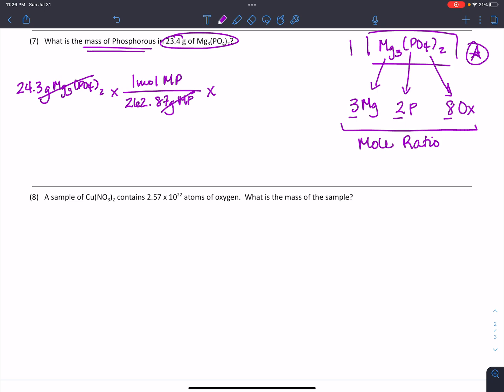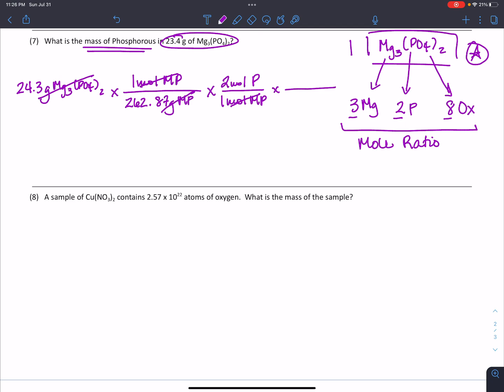But that's not good enough. We need to go from the compound to the element, and this is where our mole ratio step is going to come in. If we look at that compound, for every 1 mole of that entire unit, it contains 2 moles worth of those phosphorus atoms. And that, again, is coming from those subscripts in the formula. That's going to let us cancel those moles of the magnesium phosphate and leave this last step of going from moles of phosphorus to grams of phosphorus.